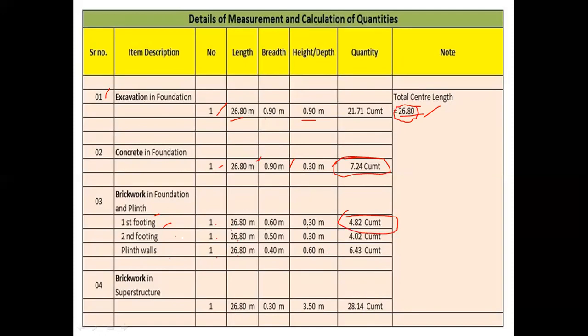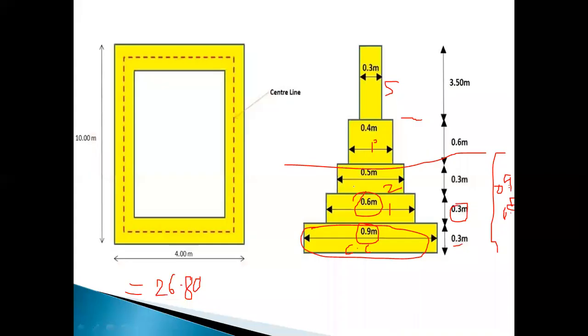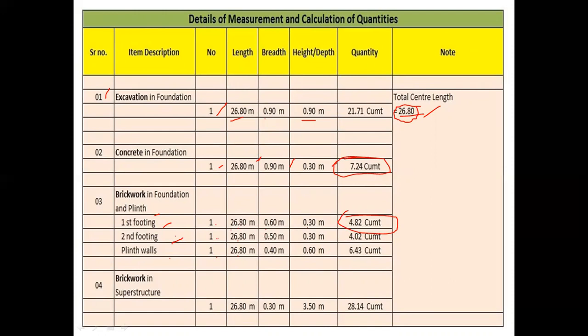And next we go to the second footing. Second footing number 1, length is 26.80, breadth is 0.5 meters and depth is 0.3. Substituting, 26.8 into 0.50 into 0.30 equals 4.02 cubic meters. It is the quantity of the second footing.